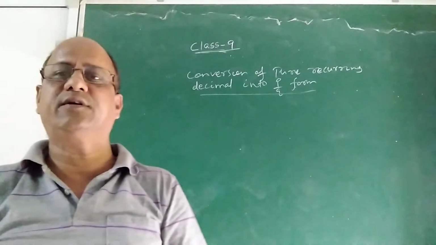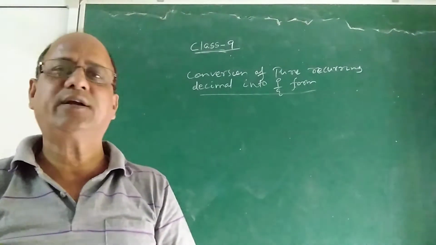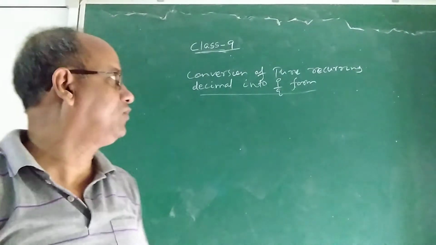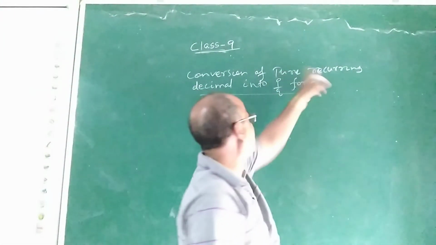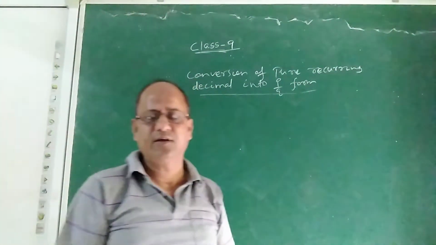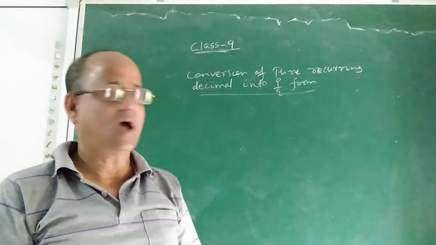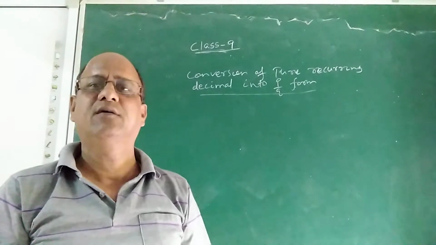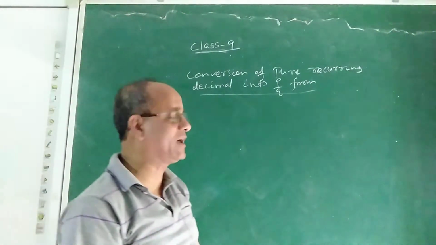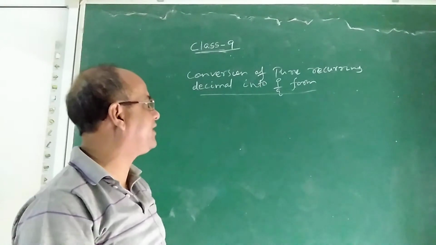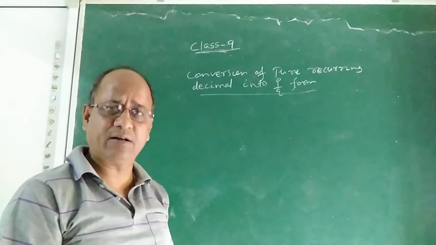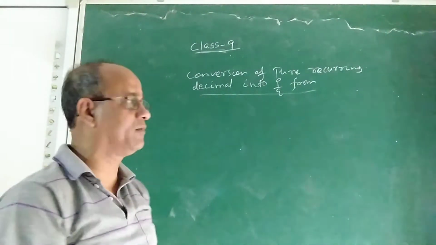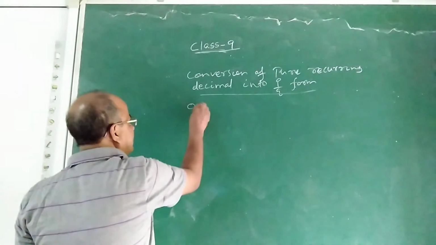Children, in the previous lesson we discussed what is pure recurring decimal and what is mixed recurring decimal. Now in this class let us see how to convert a pure recurring decimal into P by Q form. As you already know, every pure recurring decimal or mixed recurring decimal is a rational number, that means it can be expressed in P by Q form. Suppose you are given a pure recurring decimal which is non-terminating and repeating, then how to convert it into P by Q form or rational number form?